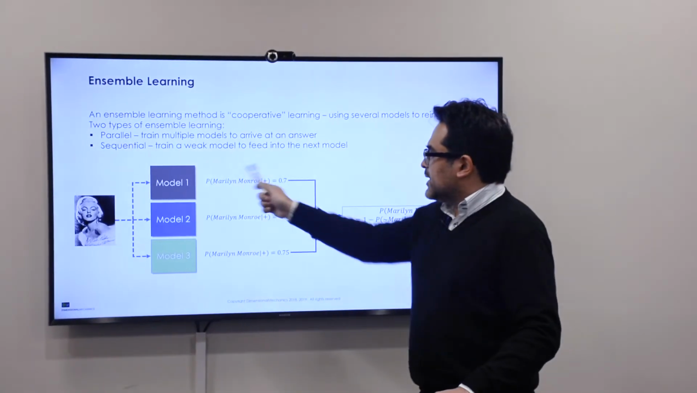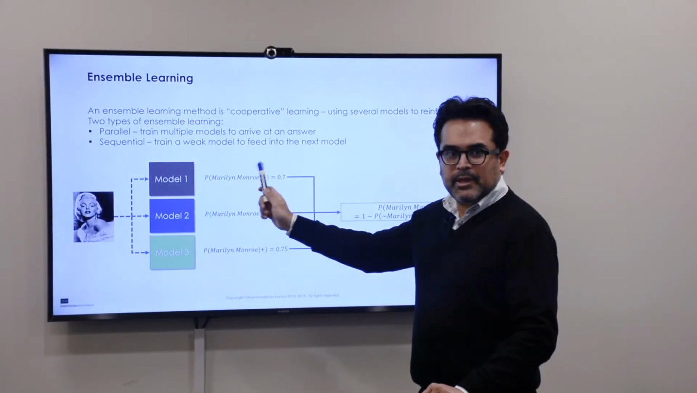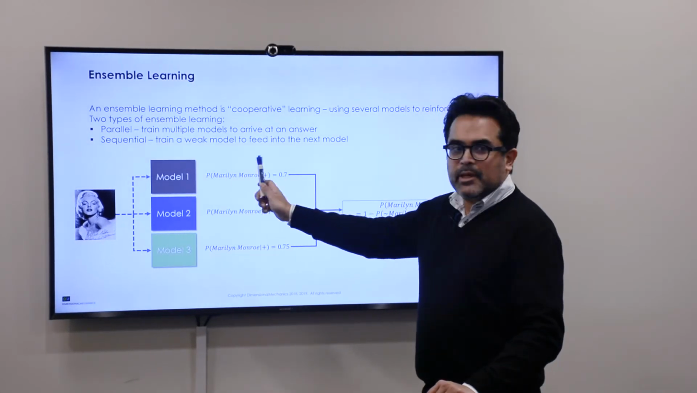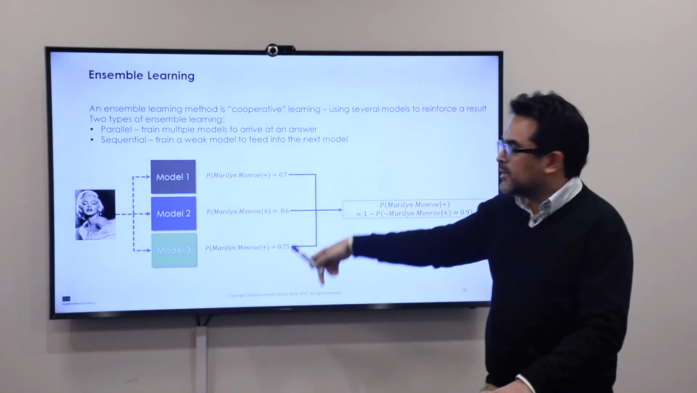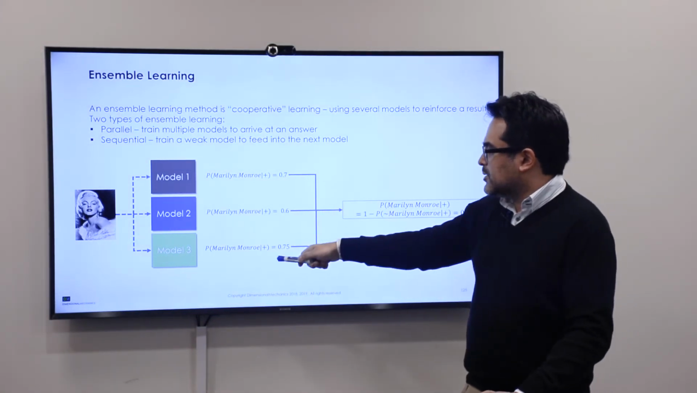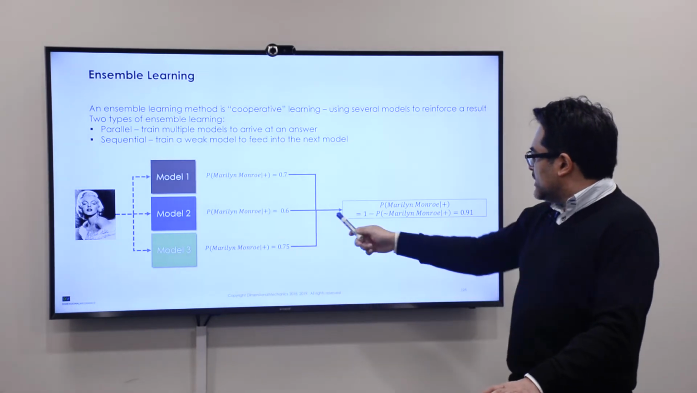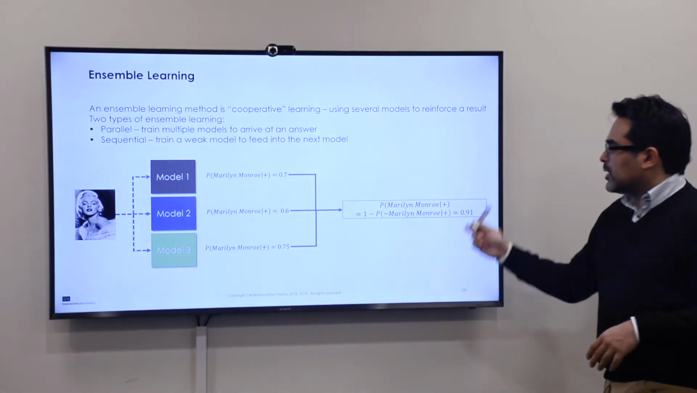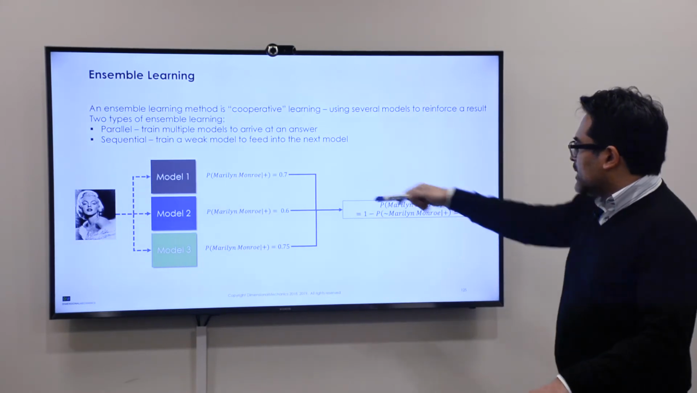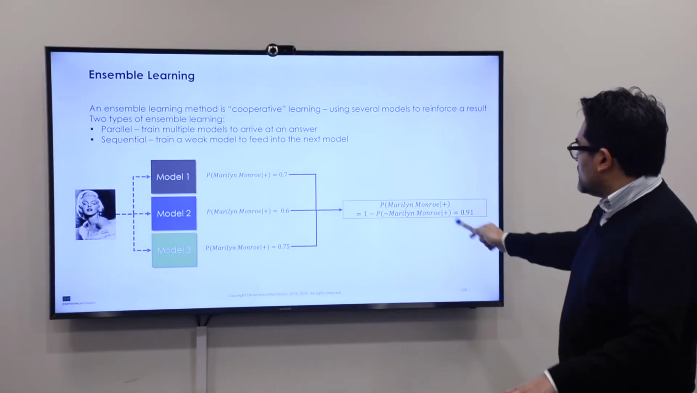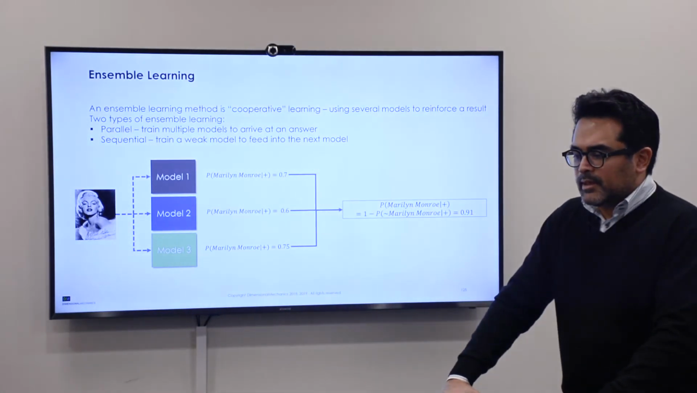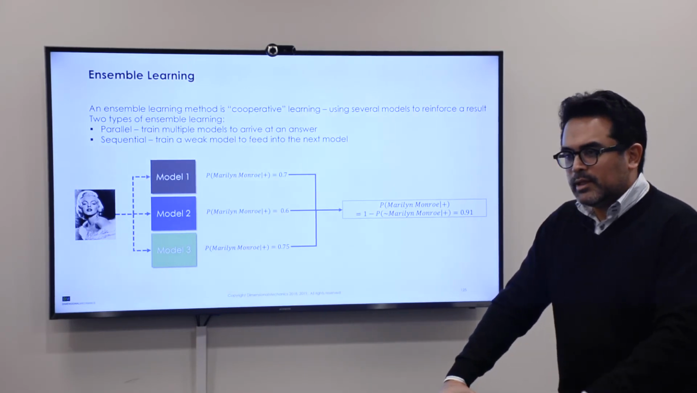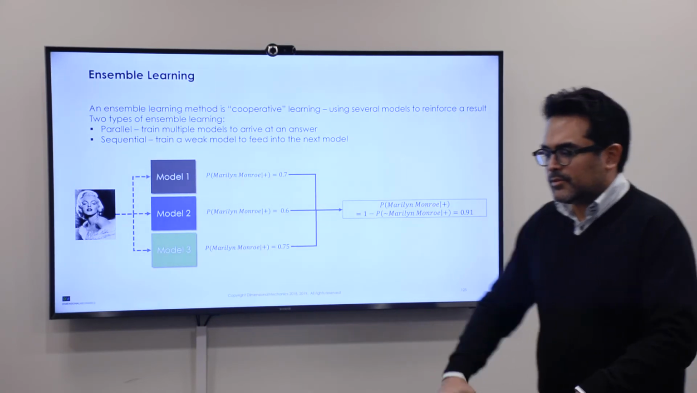So the way to read this is that given a positive identification by your model, what is the probability that it's really Marilyn Monroe? Let's say model A is about 0.7, model B is about 0.6, and model C is about 0.75. Then when you calculate the overall probability, you can combine them, kind of like a voting method, and you end up with a 91% probability if all of them are positive. So the ensemble learning method is something you can use to increase the confidence in your response.